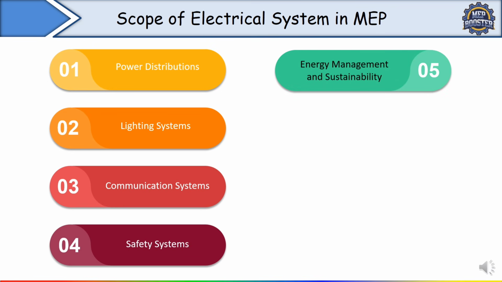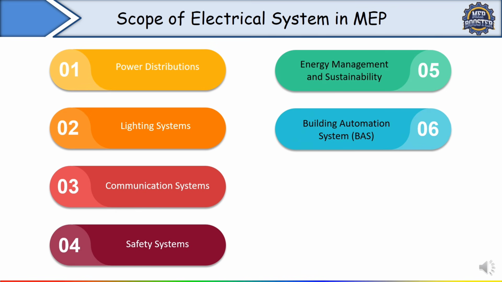Next scope is energy management and sustainability. Here, incorporating renewable energy sources such as solar panels, wind turbines and battery storage systems into the building electrical systems. Then the next is building automation system. Here we have to design and implement a building automation system that controls HVAC, lighting and other building systems for improved efficiency and comfort, which we have to discuss here.